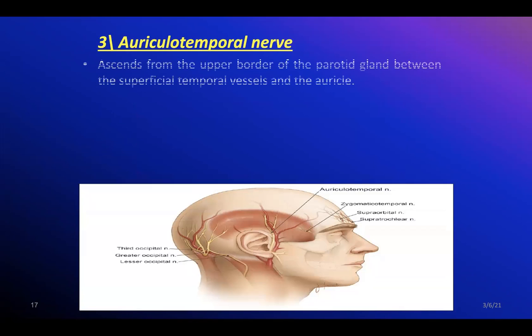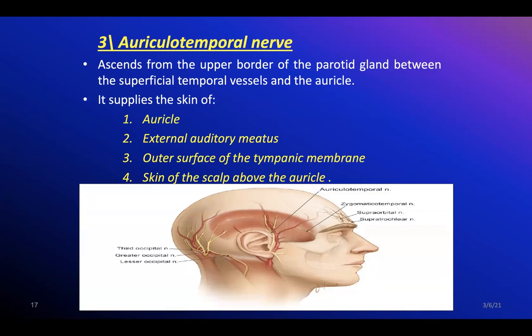We have the auriculotemporal nerve, which ascends from the upper border of the parotid gland between the superficial temporal vessels and the auricle. It supplies the auricle, the external auditory meatus, the outer surface of the tympanic membrane, and the skin of the scalp over the auricle.